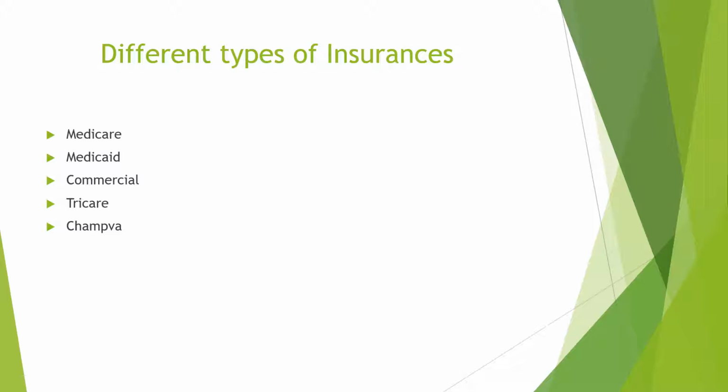And then we have our TRICARE insurance, which is provided for uniformed service members, retirees, and their families throughout the world. We have our CHAMPVA insurance, which is similar to TRICARE, pretty much the same type of coverage, as it covers the cost for the uniformed service members and their families.